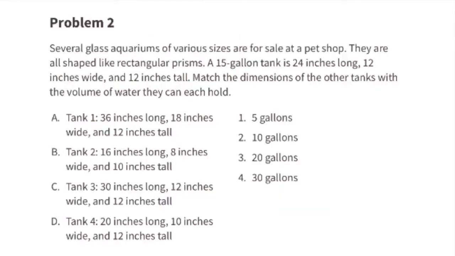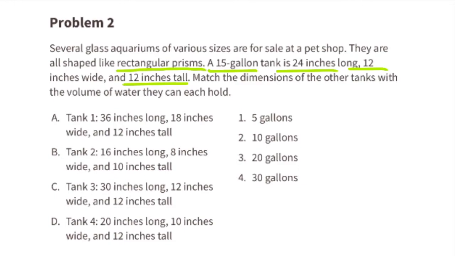Problem number 2. Several glass aquariums of various sizes are for sale at a pet shop. They are all shaped like rectangular prisms. A 15-gallon tank is 24 inches long, 12 inches wide, and 12 inches tall. Match the dimensions of the other tanks with the volume of water they can each hold.